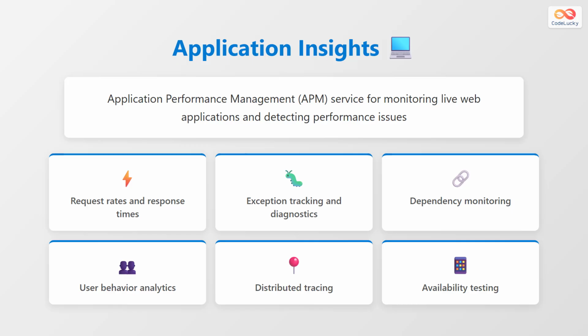Dependency monitoring shows how your application interacts with databases, external services, and other components. User behavior analytics provides insights into how people use your application. Distributed tracing helps you follow requests as they flow through microservices architectures. And availability testing allows you to proactively monitor your application's uptime from locations around the world.